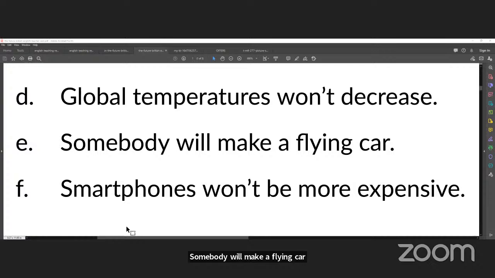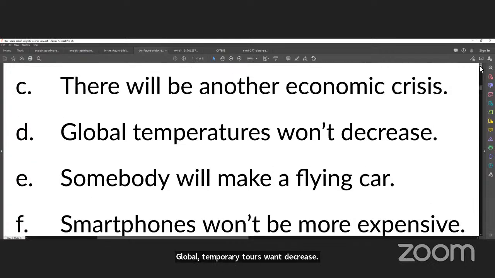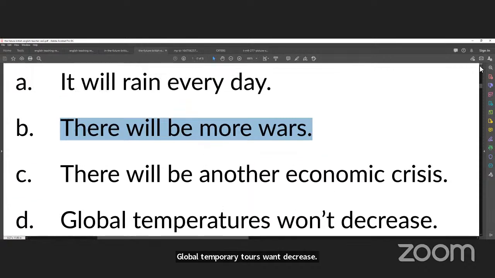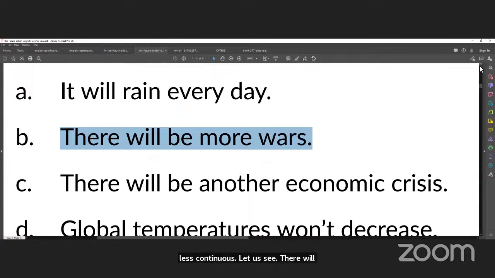I think that's possible. Global temperatures won't decrease. I think it's impossible. Let's continue. Letter C. There will be another economic crisis. I think that's possible. There will be more words. I think it's impossible. It will rain every day. I think that's fine.